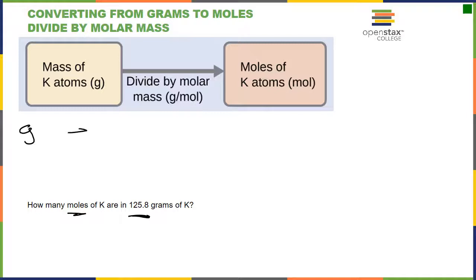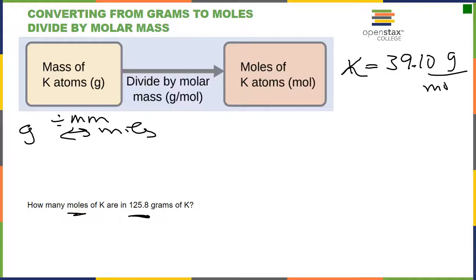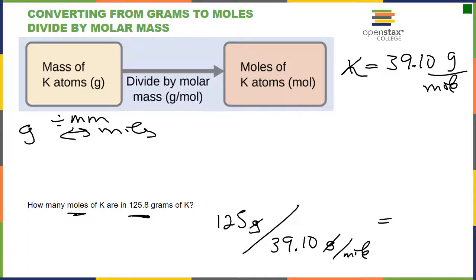So we know if we want to go from grams into moles, we are going to have to divide by the molar mass. So we're going to look up the molar mass of potassium and discover that the molar mass of potassium, our K, is 39.10 grams per mole. So how are we going to do the problem? 125 grams, if we divide this by 39.10 grams per mole, our grams are going to cancel, and we're going to get an answer of 3.217 moles of potassium. If we wanted to know how many atoms that was, we would use Avogadro's number.